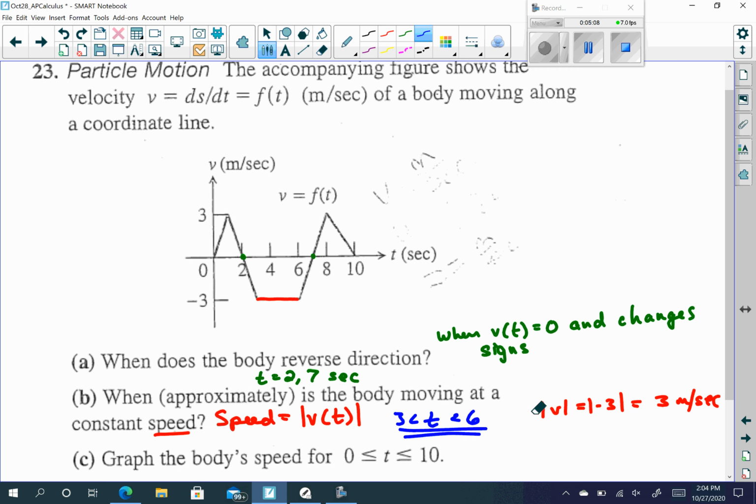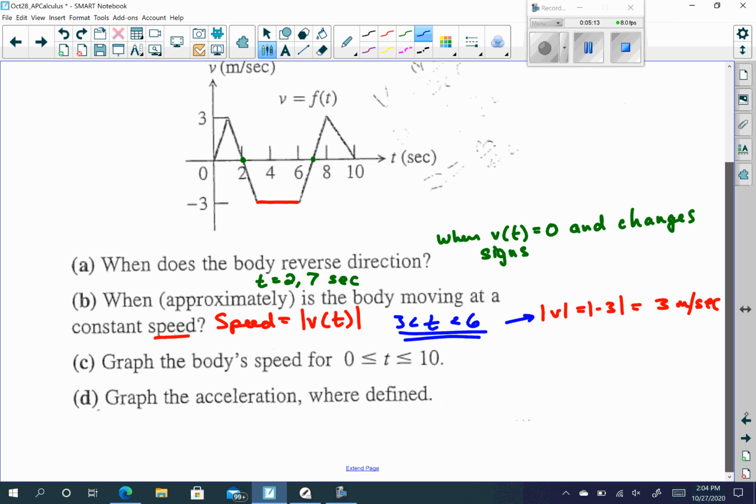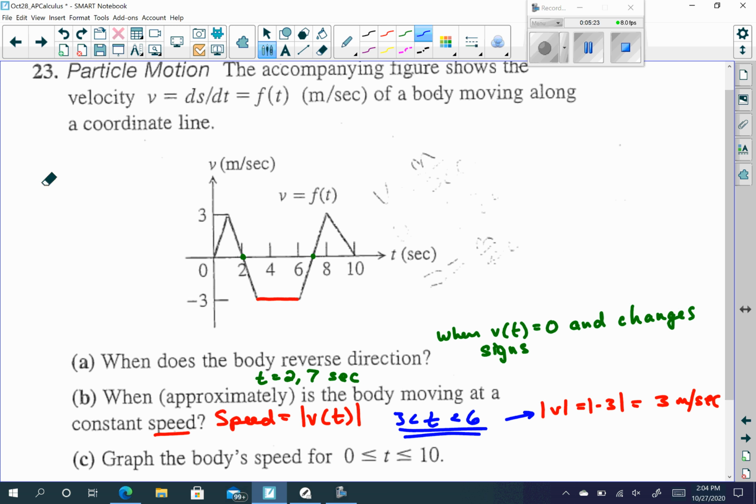So there's our answer. But this is just indicating what that is. All right, now if you just look at the answers that I have posted as a PDF, graph the body speed for the time between 0 and 10 seconds inclusive. So the graph of the speed function is going to look like the graph of the velocity, except this part right here is going to be reflected. So it's going to show up right up here pretty much.